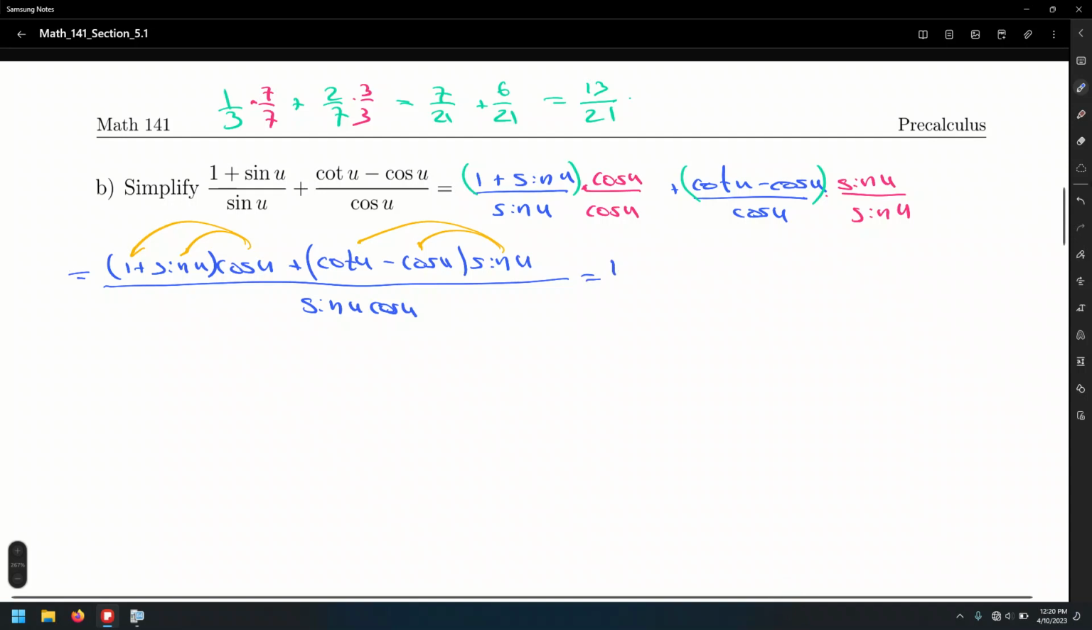That's going to lead us to the following. So that's 1 times cosine, that's a cosine. Sine times cosine is sine cosine. Well, these are unlike factors. And then plus cotangent times sine, that's cotangent sine. And sine times negative cosine, that's minus sine cosine. The whole thing divided by sine u cosine u.